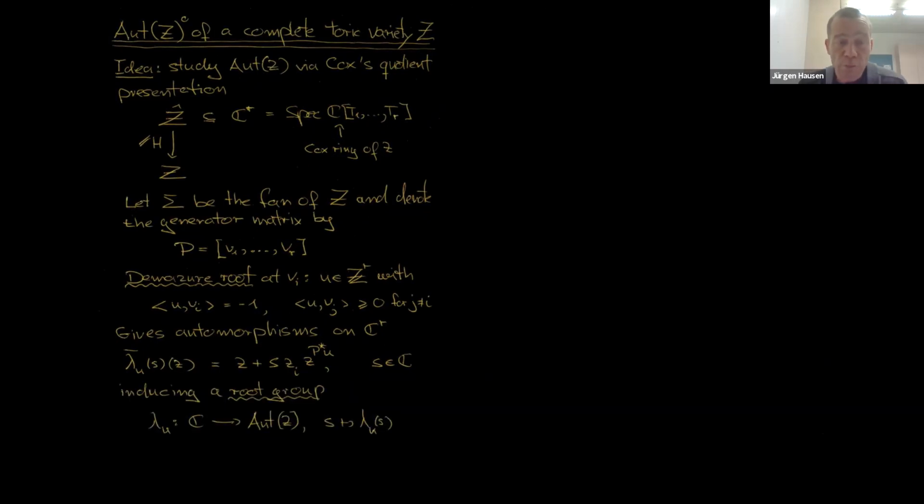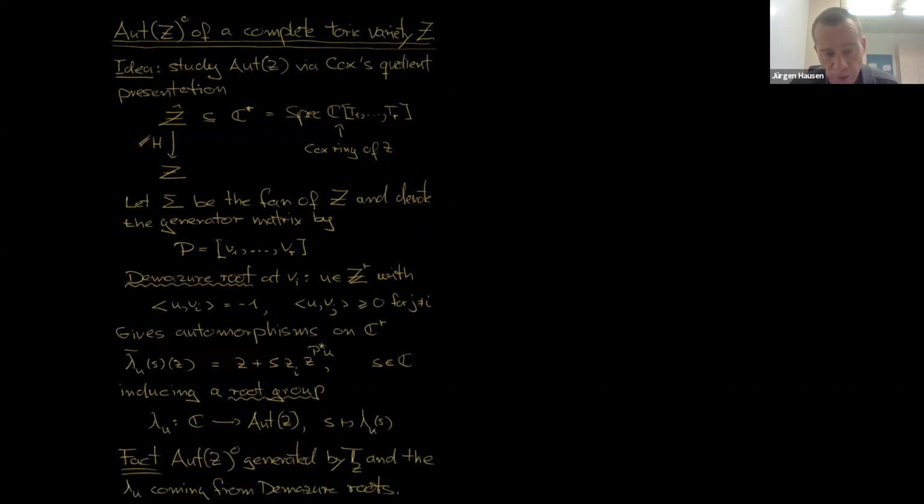And these automorphisms induce subgroups of the automorphism group of Z. So they even descend from CR to the toric variety Z. And the fact is that the unit component of the automorphism group of Z is generated by the acting torus and these additive root groups coming from the Demazure roots. One can say more about this, but this is all we need for the moment. So we have generators for the automorphism group of the toric variety.